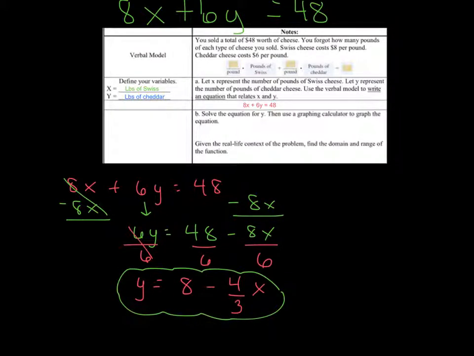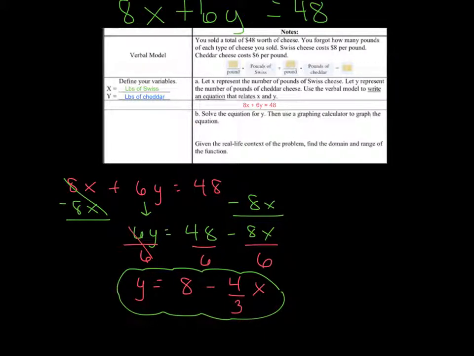So at this point, we reviewed that this is also a special form of a linear equation, and it's called slope-intercept form. So my slope, or my rate of change, is the number in front of x. In this case, it's -4/3. And my y-intercept, remember that's where the graph would cross the y-axis, is 8.